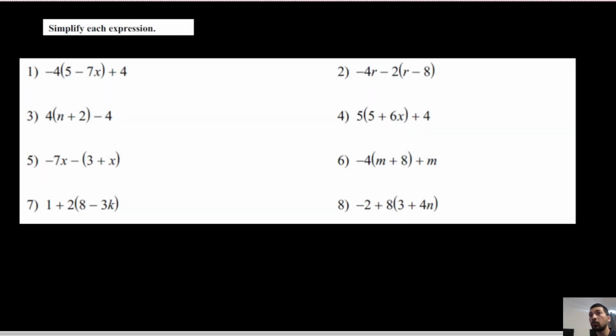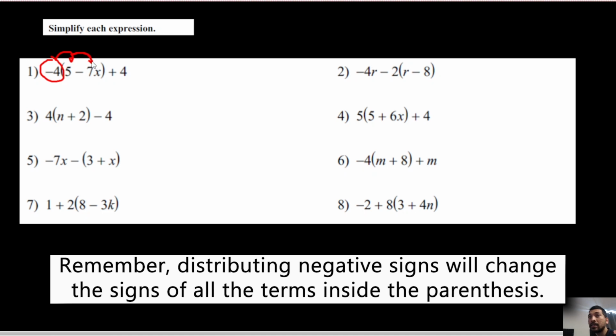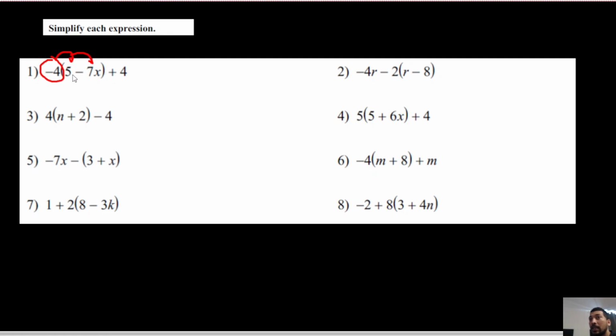Okay, so here we'll be applying the distributive property. So we'll be distributing each term outside of the parentheses to each term inside the parentheses. So the first one is negative 4, open parenthesis 5 minus 7x, close parenthesis plus 4. So we'll be distributing this negative 4 to 5 and 7x. So we have negative 4 times 5, that is negative 20. So then we have negative 4 times 7x.